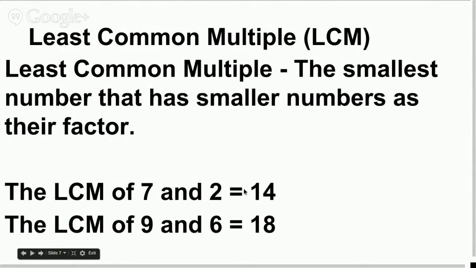All right, so 2 can be 2, 4, 6, 8, 10, 12, 14. 7 can only be 7, 14, 21. So the smallest number that both of these have in common is 14. The smallest number that both 9 and 6 have in common is 18.